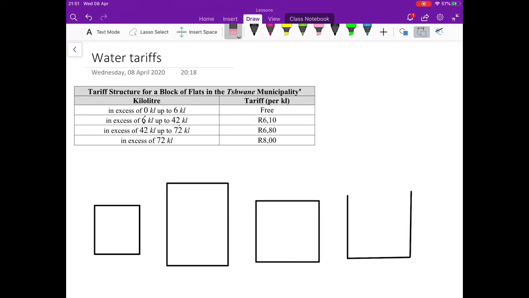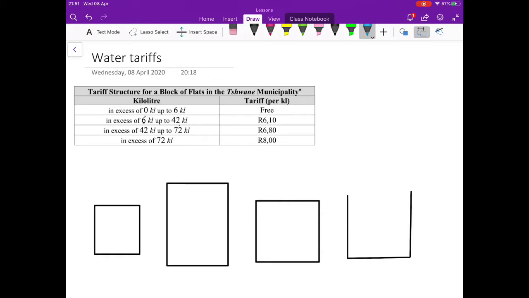The purpose of today's lesson is to consolidate our water tariff investigation. Now, the expectations for this lesson is you must be able to calculate the cost of water used, and you must also be able to calculate water consumption for a given value. I find it sometimes easier to explain using visuals.